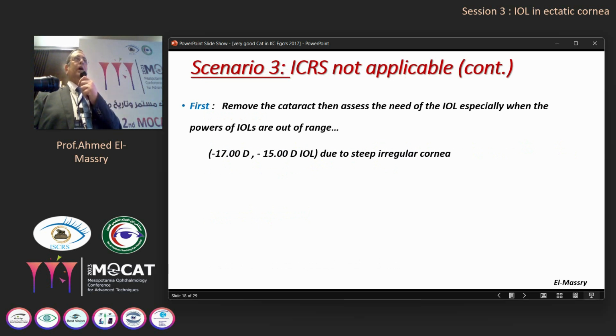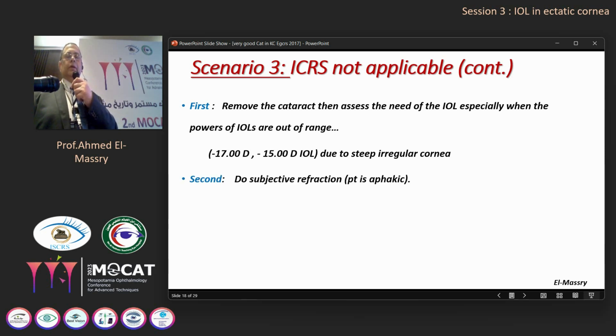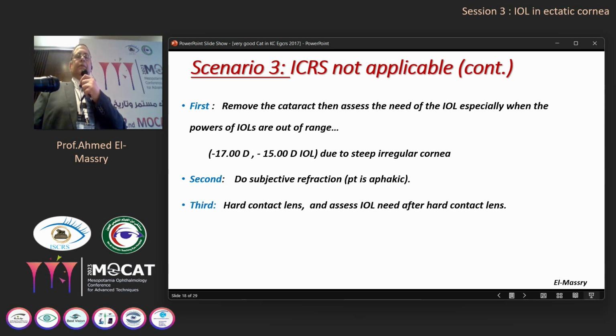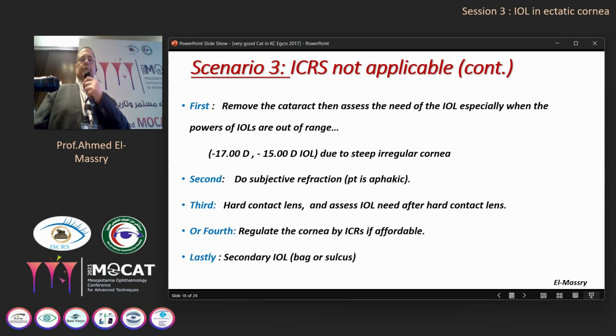Because in these cases, you have a biometry with -17 and -15 diopter IOL, which is actually not present, and it is not a true biometry. So don't depend on an irregular cornea. And after the patient is aphakic, you can do subjective refraction and put a hard contact lens to assess the IOL needed after the surgery. So regularization of the cornea is very important in these cases, and then put the second IOL in the back of the sinus.